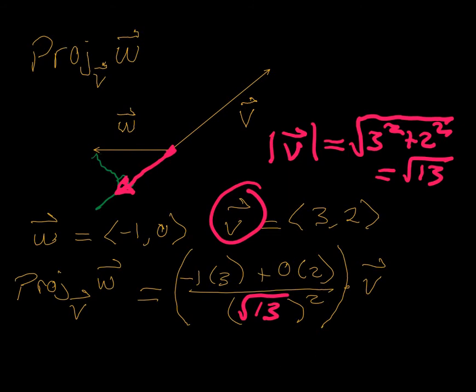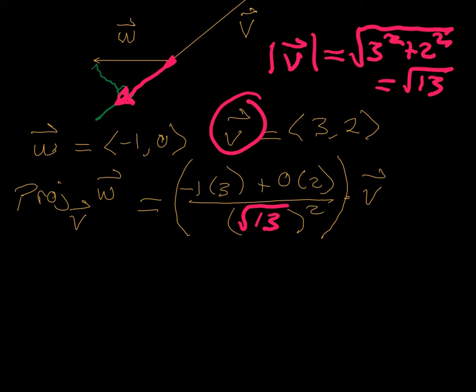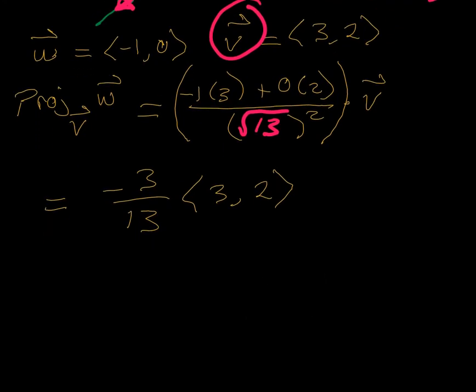Let me slide up and give us a little bit more room. That vector, that projection we're looking at there, would be equal to -3 thirteenths multiplied by vector v, 3, 2, and if we distribute, we would get -9 thirteenths, -6 thirteenths.